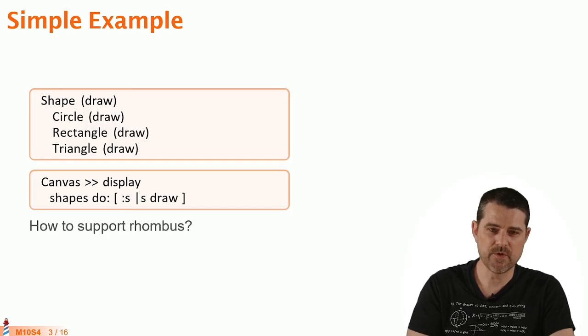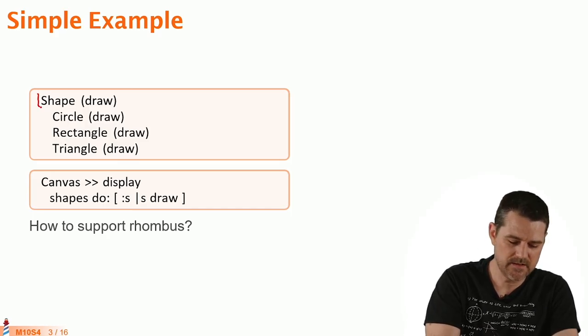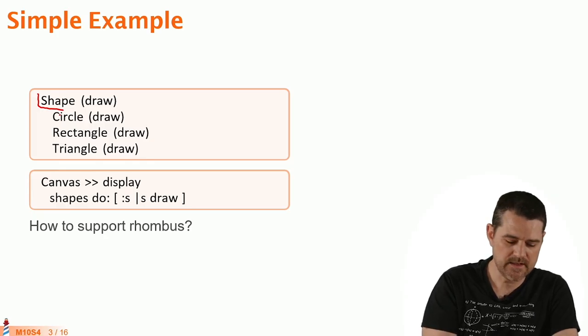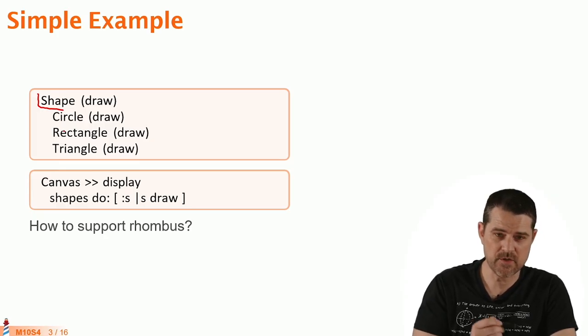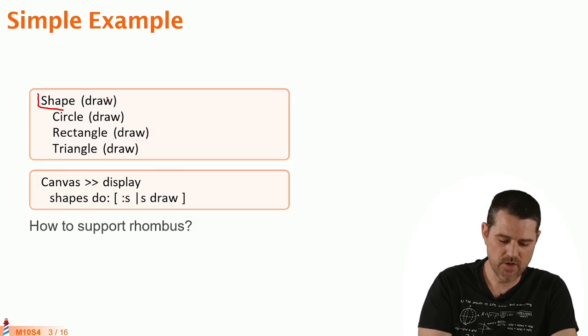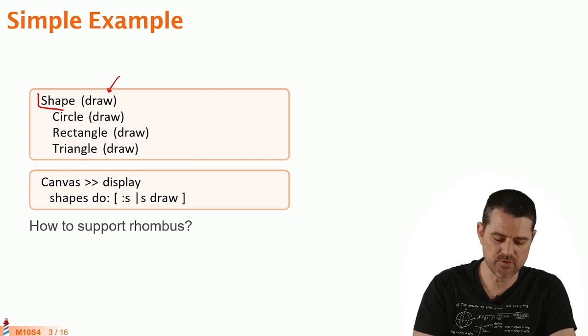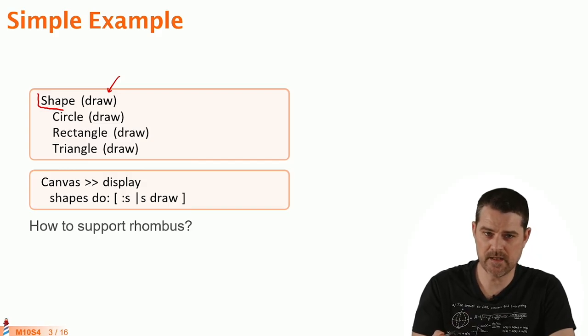Here we have a hierarchy of classes, Shape, which is the root of the hierarchy, and then we have different kinds of shapes. We have a Circle, Rectangle, Triangle, and all of them implement the same message, draw. So it means that we have a polymorphic API there, draw, and we can manipulate any kind of shape.